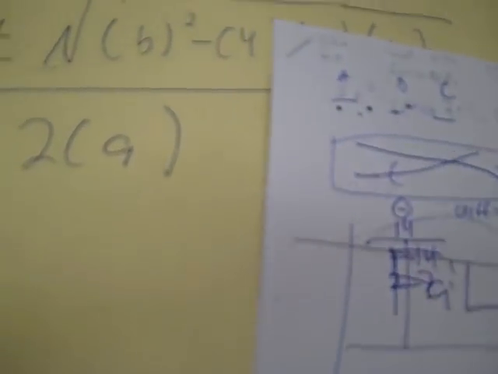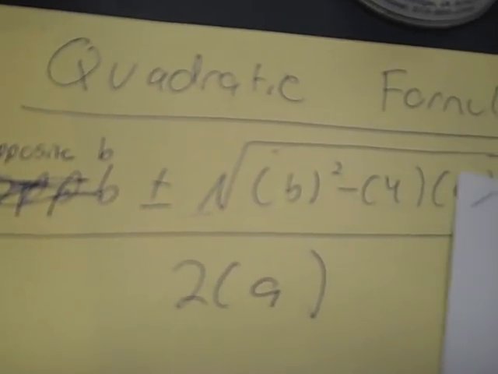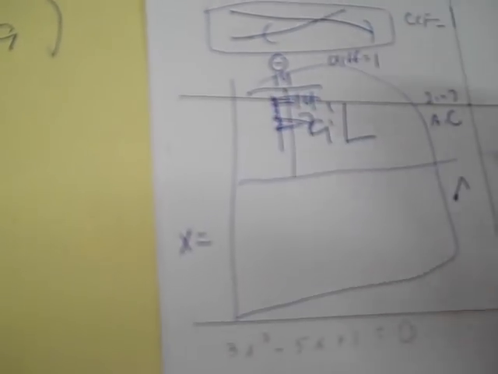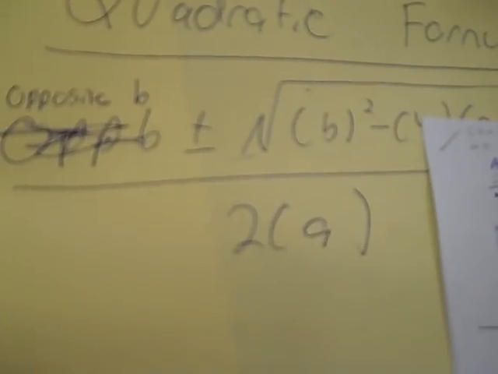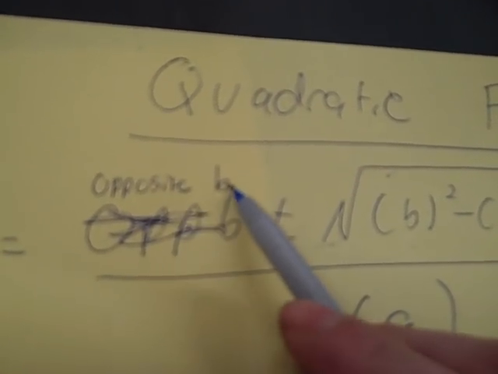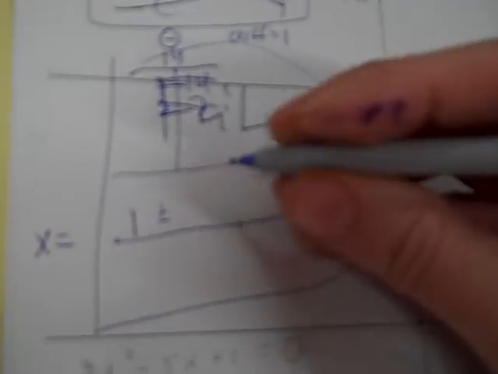Over 2A. And all I want you to practice today is setting up that formula. Okay? So I put x equals, make a big line. Then I start plugging numbers in. Okay? Opposite of B. What's the opposite of negative 1? Positive 1. Plus or minus. So I put plus or minus the square root.